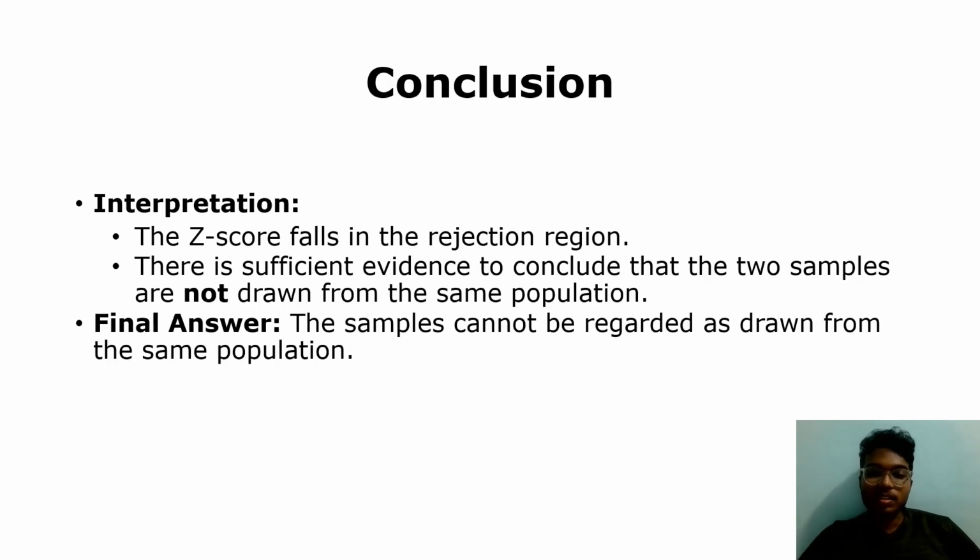So, in conclusion, the interpretation is that the Z score falls in the rejection region, and there is sufficient evidence to conclude that the two samples are not drawn from the same population. And the final answer is that the samples cannot be regarded as drawn from the same population. That is, they are drawn from different populations.